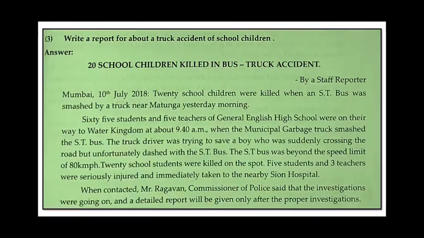In the previous report you saw it was by the student correspondent or student reporter, but here you need to write by a staff reporter. Now the first line you can see is the place, Mumbai, and the date, that is 10th July 2018. Then is the introductory paragraph, then we have the main body and then the conclusion. So children, in this way you need to write both types of report writing.